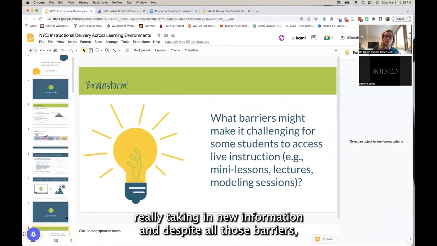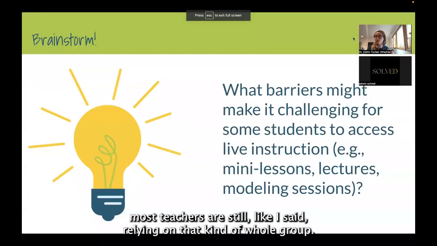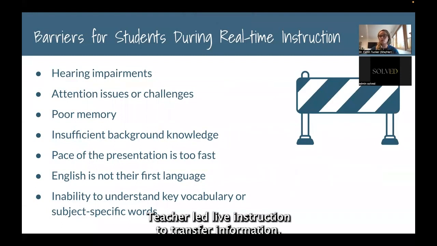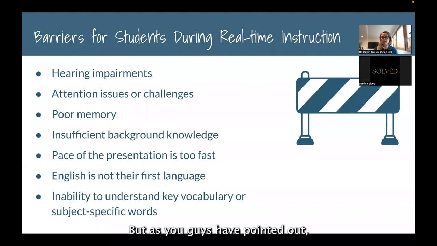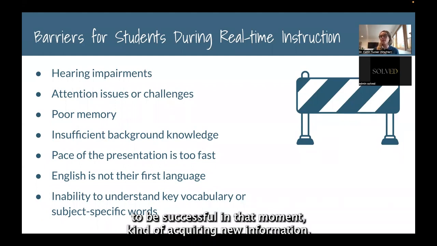And despite all those barriers, most teachers are still, like I said, relying on that whole group teacher-led live instruction to transfer information. But as you guys have pointed out, a lot of these barriers might make it challenging for students to be successful in that moment, acquiring new information.